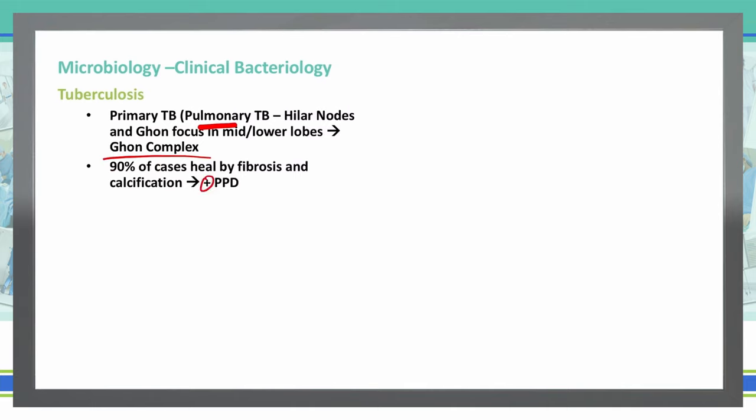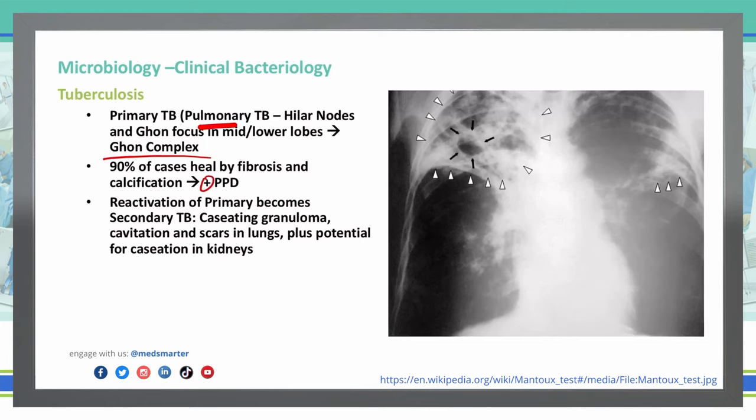There is a possibility of reactivation of the primary TB, and what actually happens there is our primary becomes a secondary TB, and we see caseating granulomas, cavitations, and scars that'll form in the lungs, plus the potential for caseating granulomas in the kidneys. You can see here in this picture, what we're seeing is a person that has advanced tuberculosis, likely a secondary tuberculosis, and we're seeing infections in both sides. Oftentimes, it's usually only going to be unilateral in a primary TB, but when we have advanced stages, we're talking about bilateral. So we've got bilateral, as you're seeing in these white arrows here, and then we have cavities. This cavitation is formed around that red circle there.